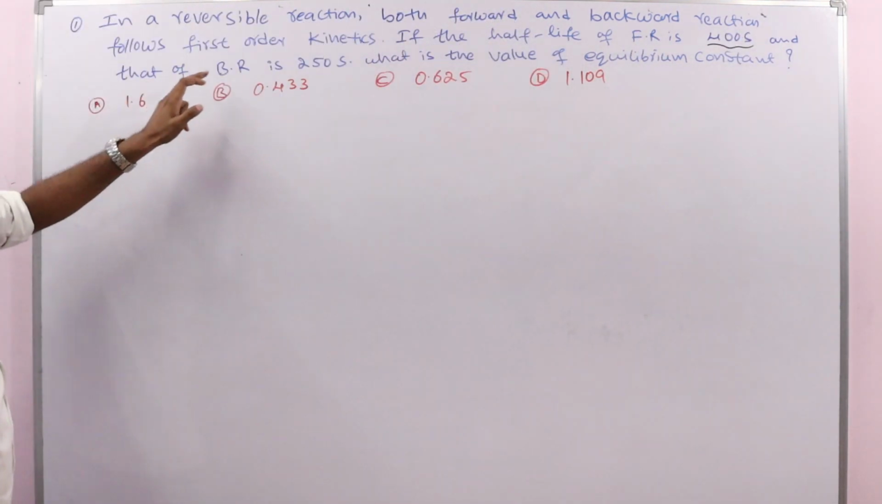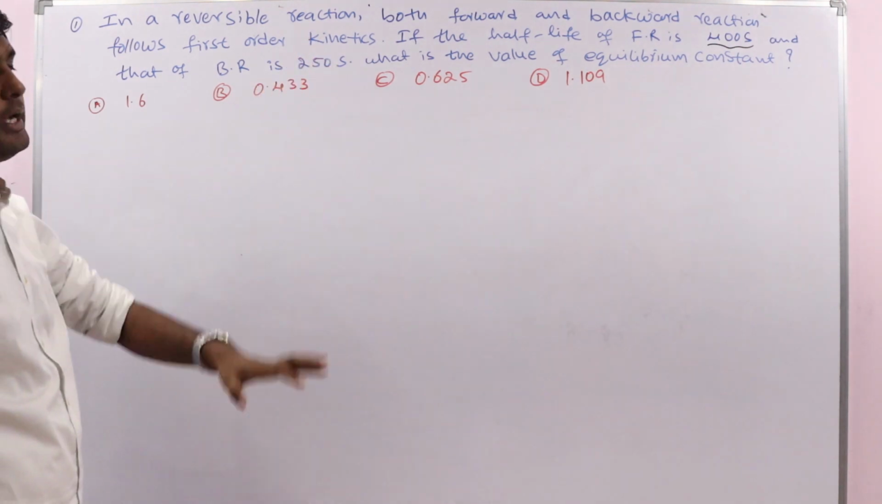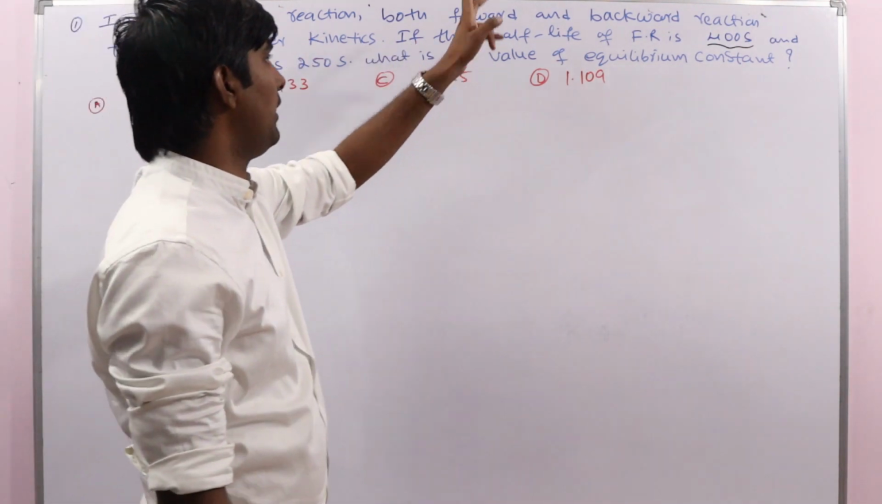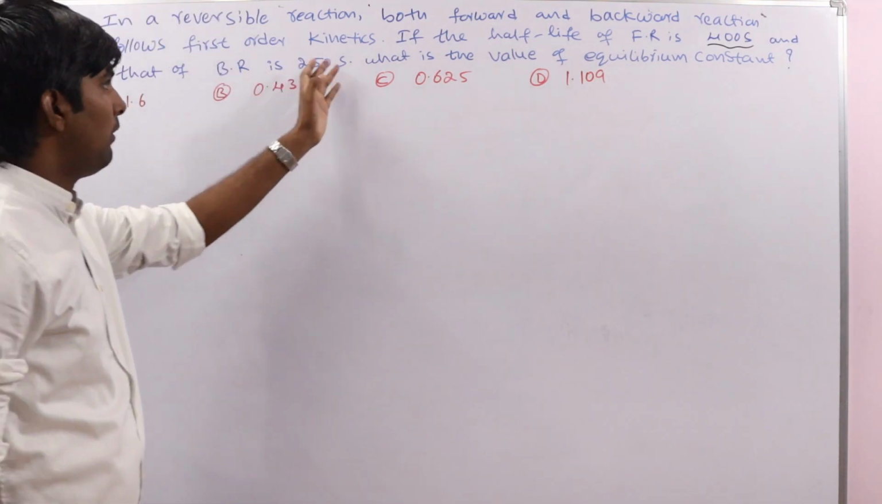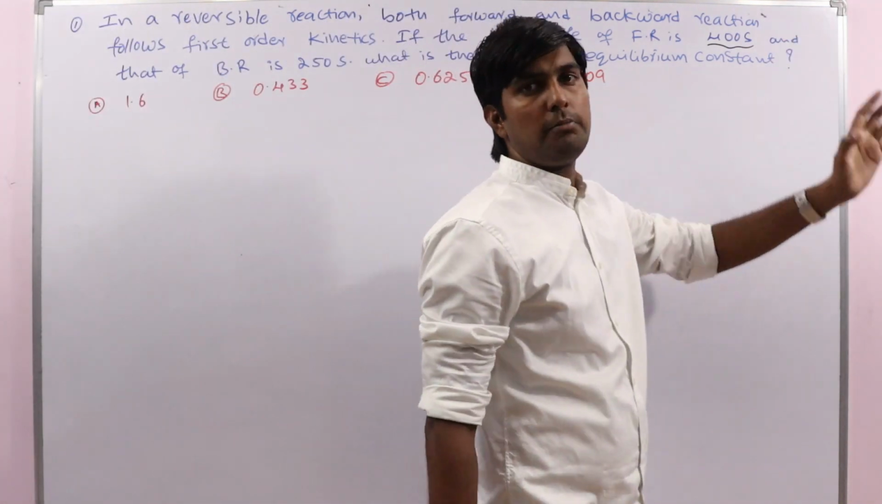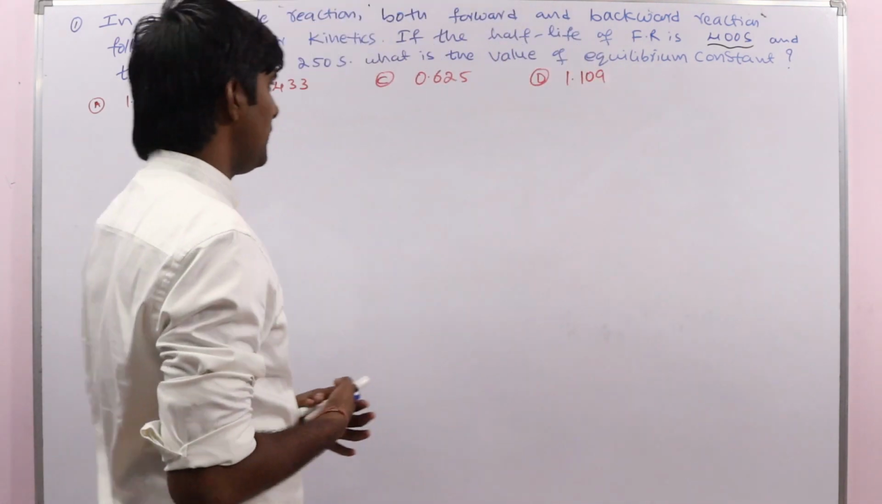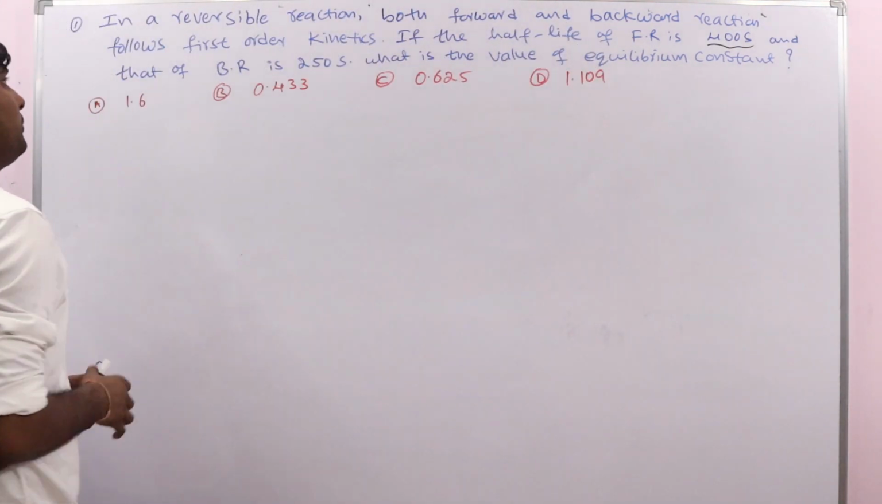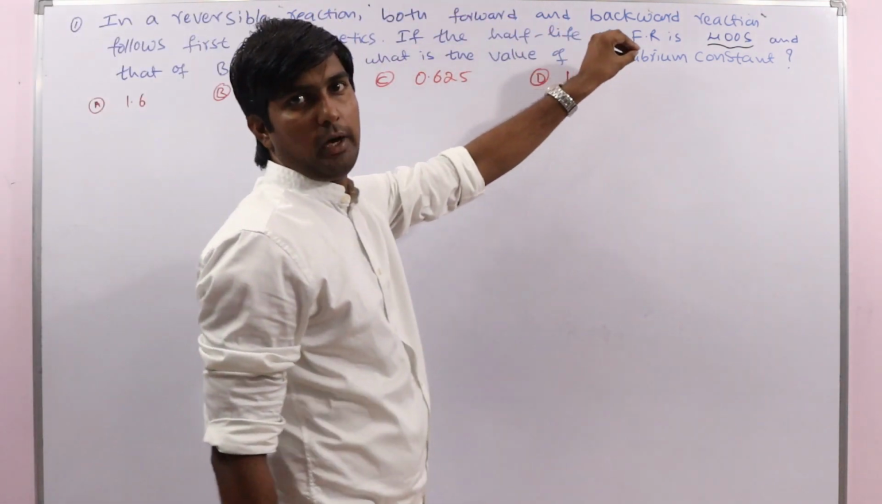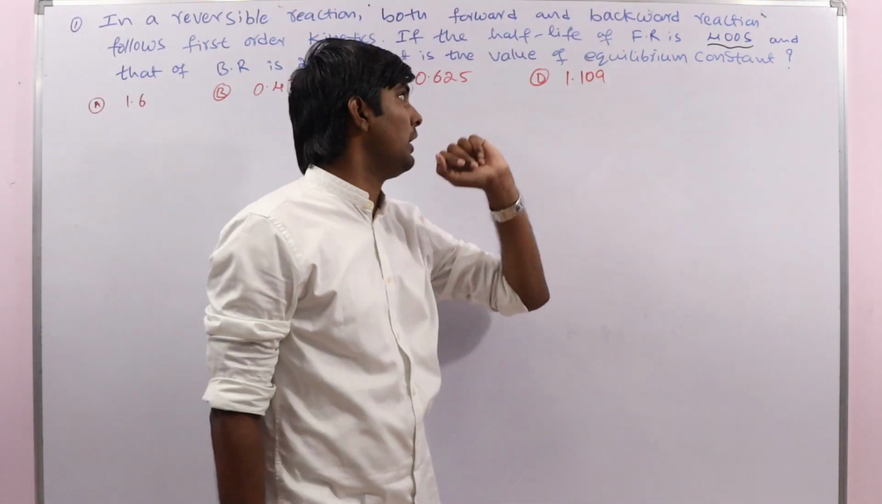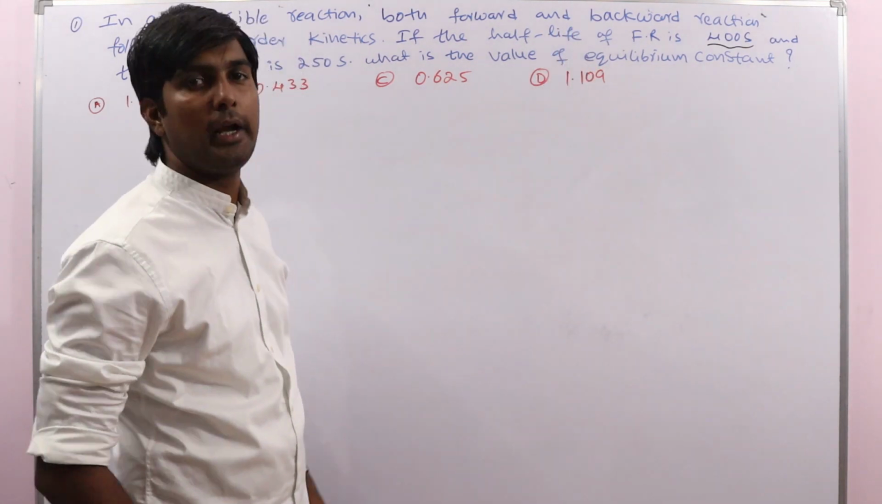So the order of the forward and backward reaction is 1. The half life of the forward reaction is 400 seconds, and that of the backward reaction is 250 seconds. So the half lives of the forward and backward reactions are provided. What is the value of the equilibrium constant? Here two pieces of information are provided: the order of the forward and backward reactions, and also their half lives.